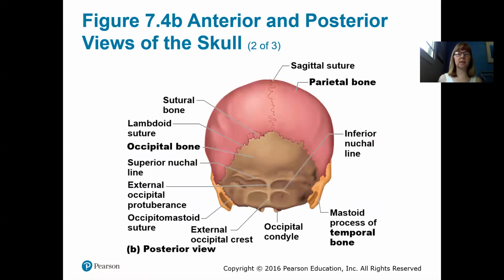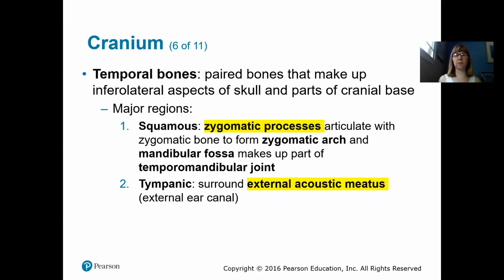So let's take a look at our posterior view. So here's that sagittal suture, parietal bones on either side. There is your occipital bone. And down here, that's your foramen magnum, and there's your occipital condyles. Okay, let's see, I think I have another view coming up.